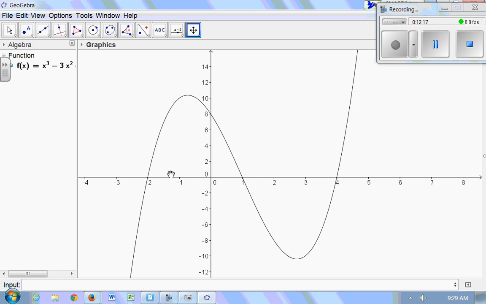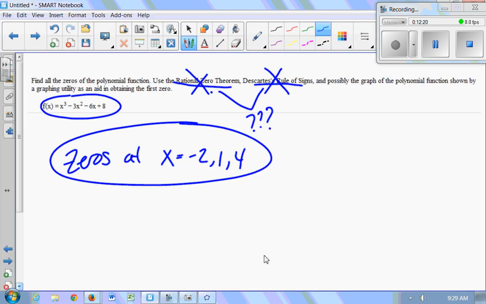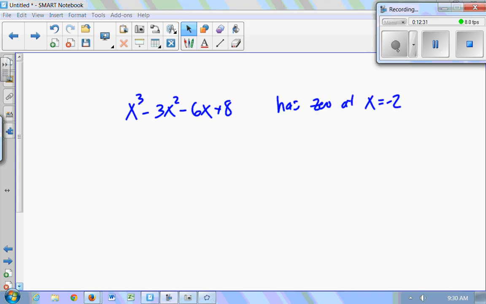I would say if we know there's a 0 at -2, we can find the other zeros, even if the graph doesn't tell us as explicitly as this graph. So let's just do that for practice. Okay, so, or I could not give you the graph and just say x cubed minus 3x squared minus 6x plus 8 has a 0 at x equals -2. Find all the rest of the zeros, right, with no graph. Or I could give you the graph and you would see that there's a 0 at -2.